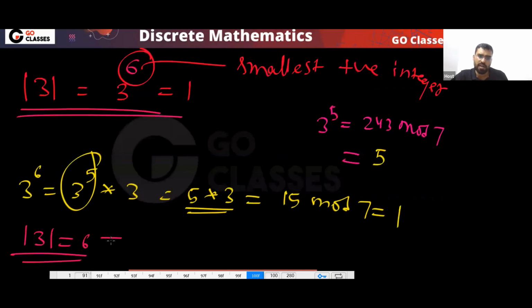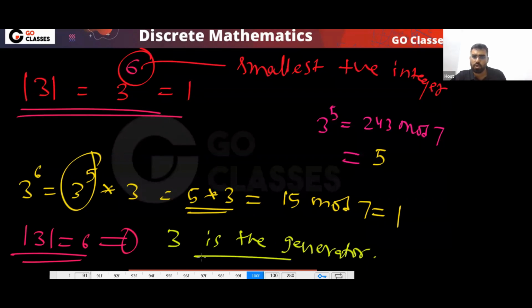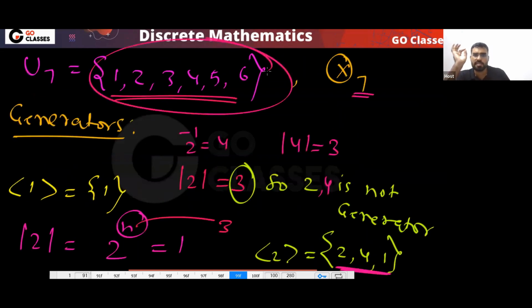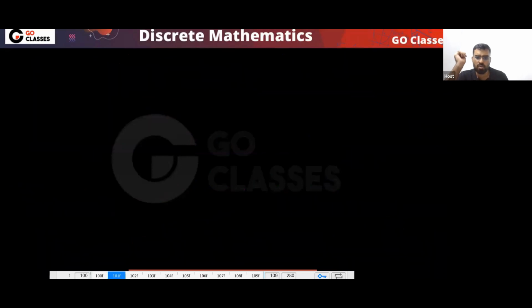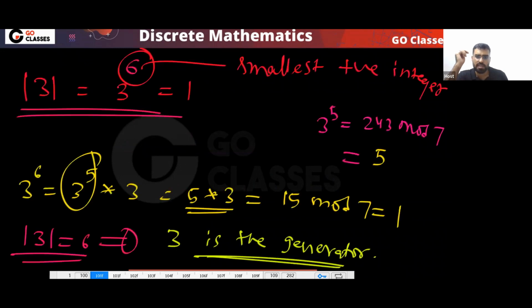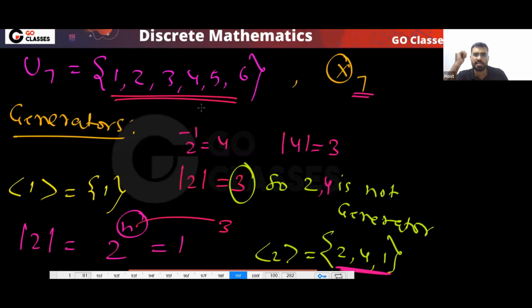It means what? Tell me, it means what? It means 3 is the generator, because 3 can generate everything. Because the order of 3 is 6, it means 3 can generate all the 6 elements. Yes or no? And what is 3 inverse? So that will be 5. In this example, 3 inverse is 5. So 3 and 5 are both generators. And what is the order of 6?